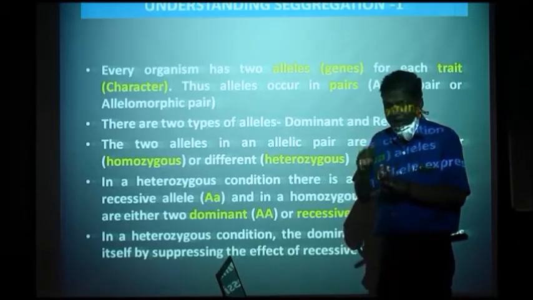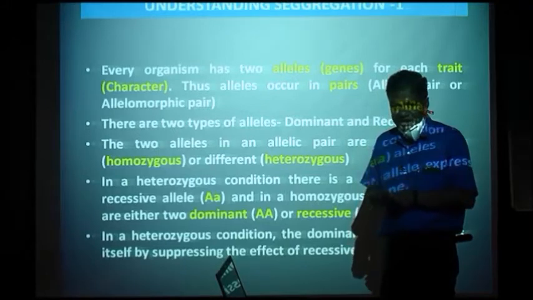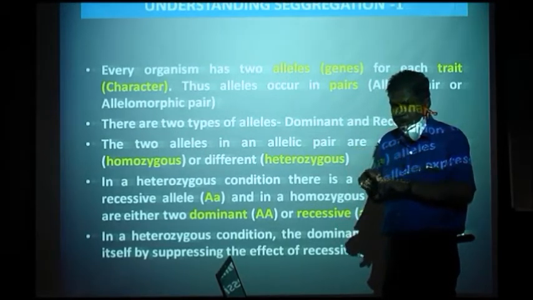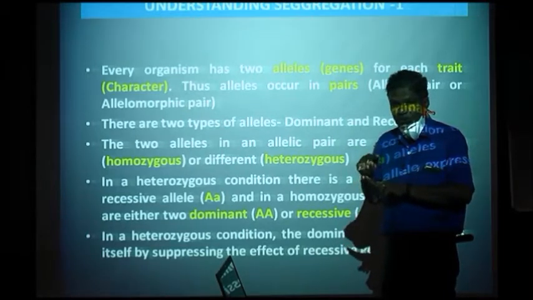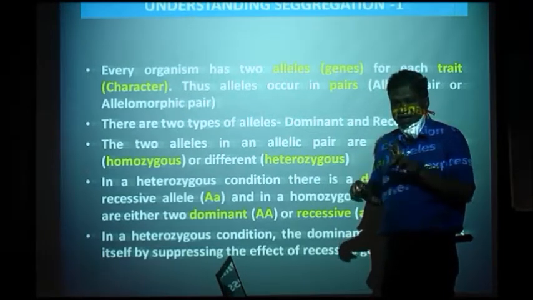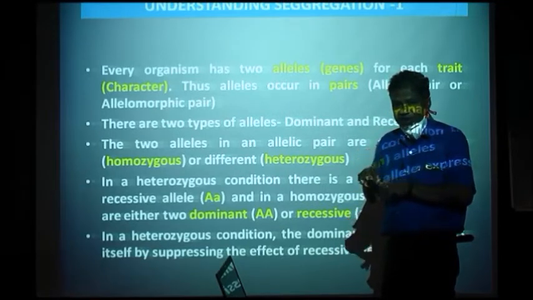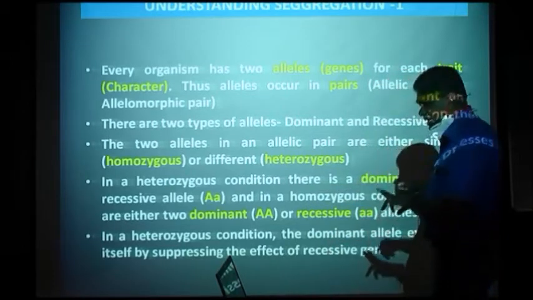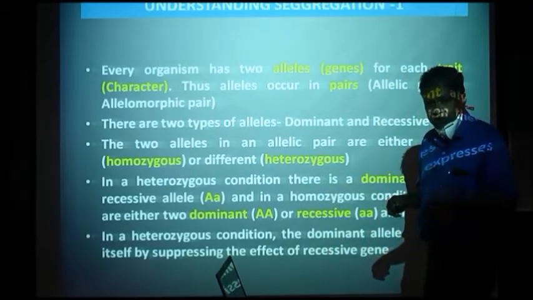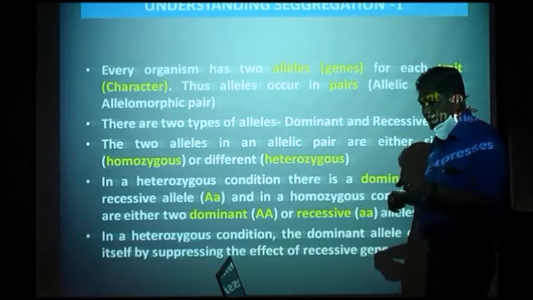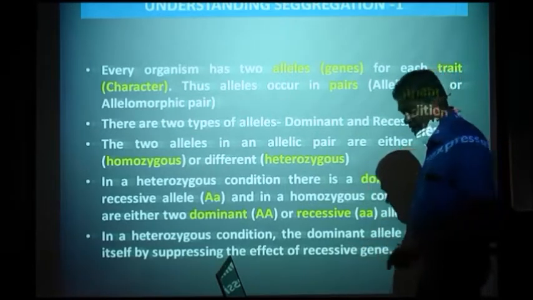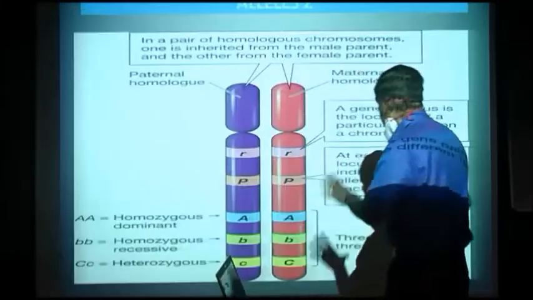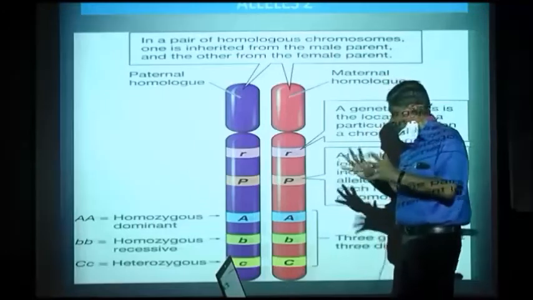So, the genes occur in pairs. Now, of these two, both may be dominant, or one recessive, and when there is one dominant and one recessive, then we get the expression of the dominant because the dominant suppresses the effect of the recessive. Now, here you look at this. What is this concept?